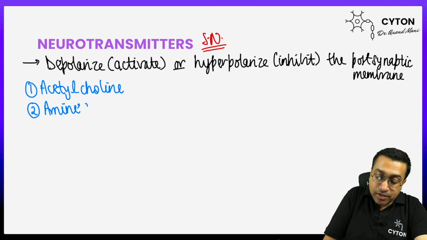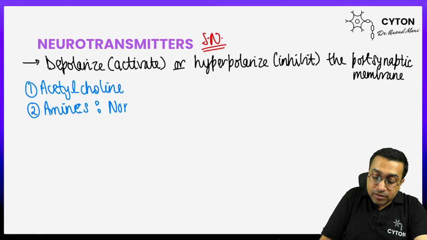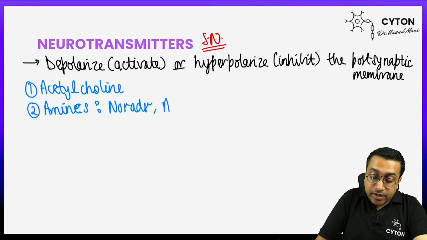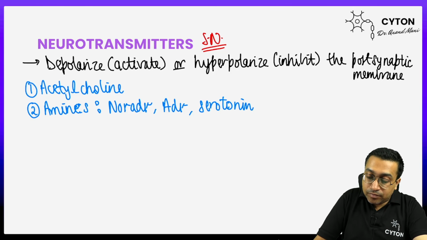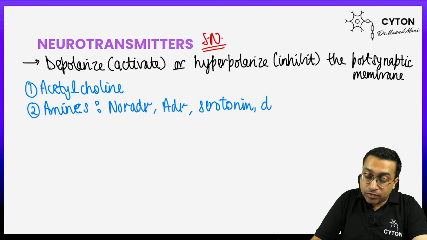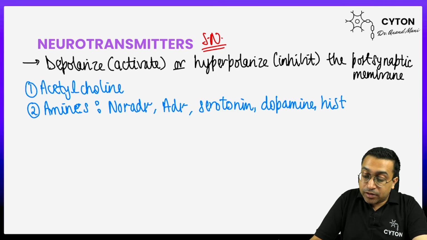Now what are these amines? You get these kind of short notes basically. These amines: noradrenaline, adrenaline. Okay, these are very life saving drugs also. Then serotonin, then dopamine. We will study about dopamine also in neuroanatomy. Then histamine, very important, histamine.